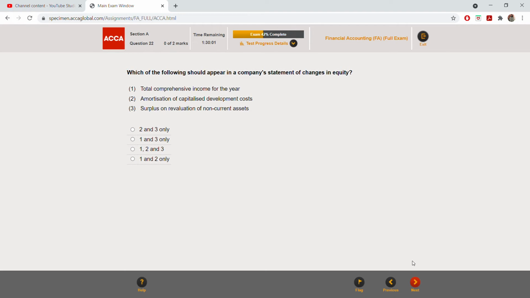Which of the following should appear in a company's statement of changes in equity? Make sure that you know what are the things which are there in statement of changes in equity. Total comprehensive income for the year, amortization of capitalized development cost, or surplus on revaluation of non-current assets. So it is 1 and 3 only.